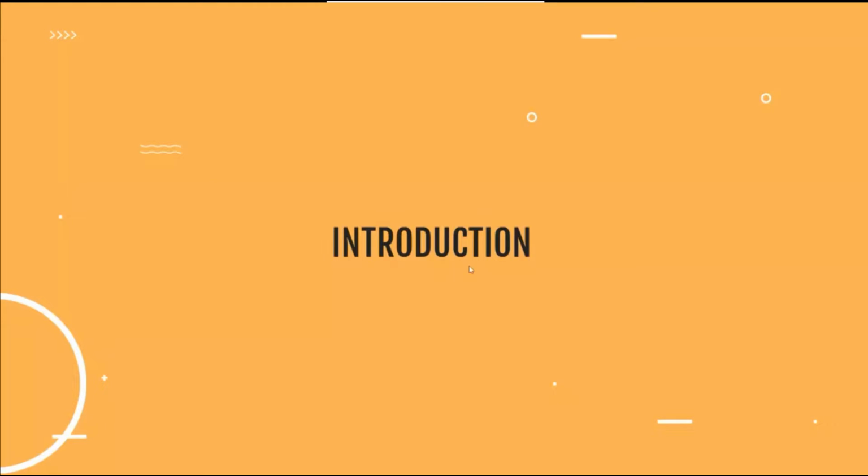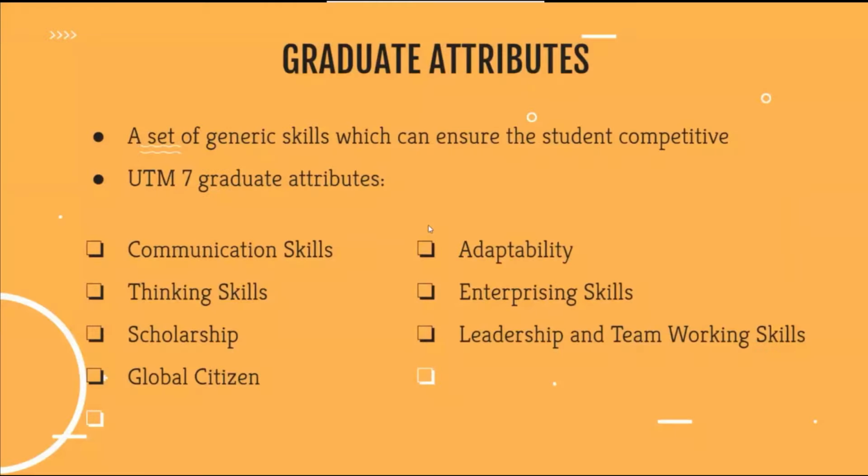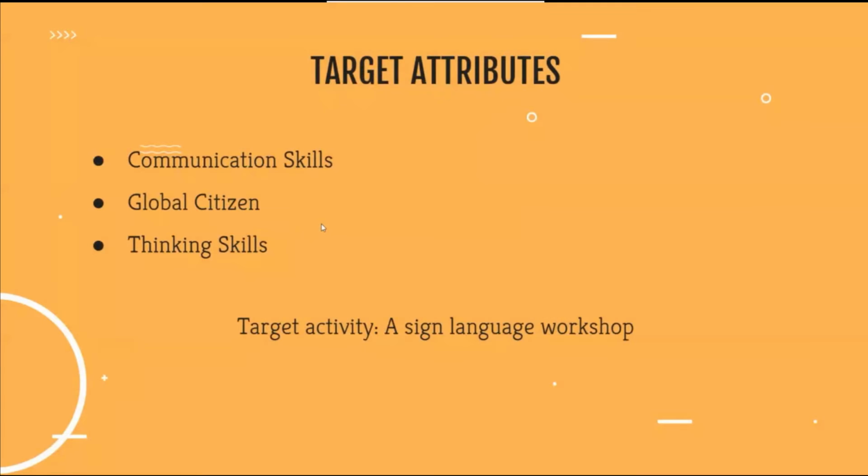So I will start our presentation with the introduction. To begin with, what is a graduate attribute? A graduate attribute is a set of general skills which can ensure the student is competitive. UTM has 7 graduate attributes as shown in the slide. Among these attributes, we have chosen 3 attributes to target, which are communication skill, global citizen, and thinking skill. Based on these skills, we have discussed and proposed an activity. Our final target activity is a sign language workshop.